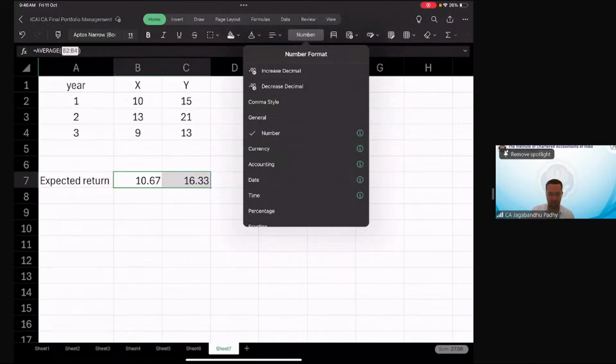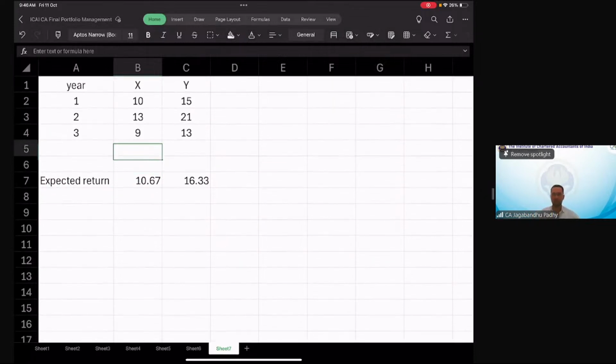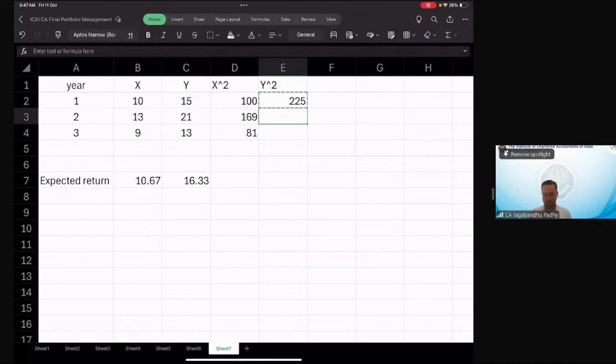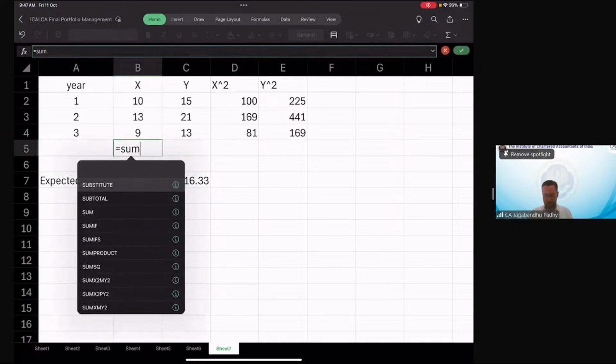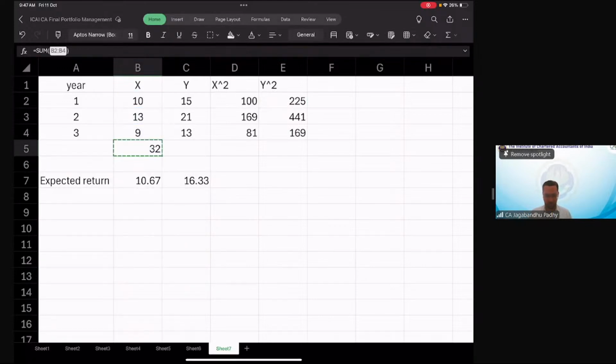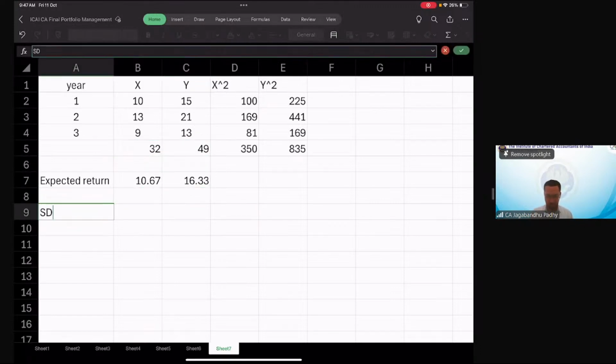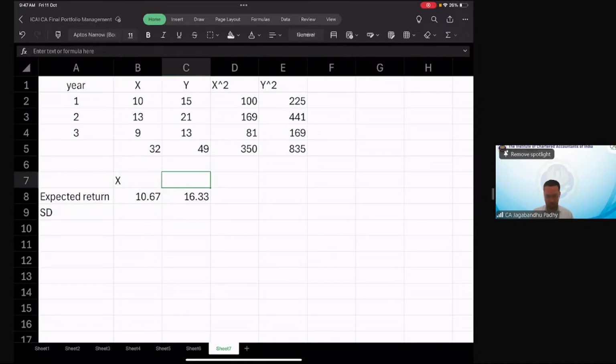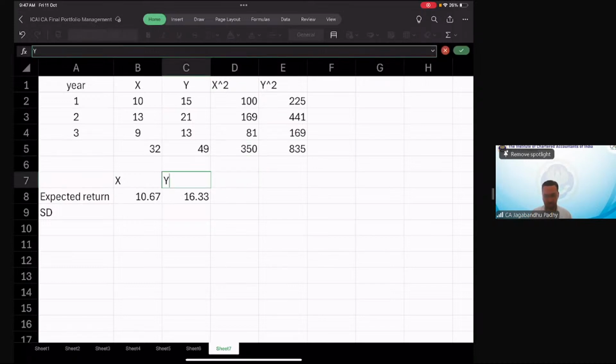Okay, so average is this. Now to calculate the standard deviations, of course we need to do X square and Y square. So let's say X square and the Y square, right? We take a sum of all the values anyways. So these are the X square and Y square, and then I just calculate the standard deviation. So standard deviation of X and Y, I'm just computing it without writing any formula now, because I just want to show you something.